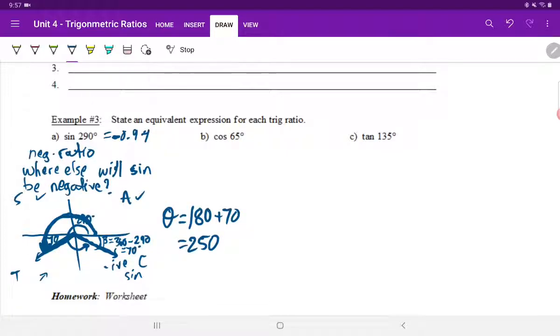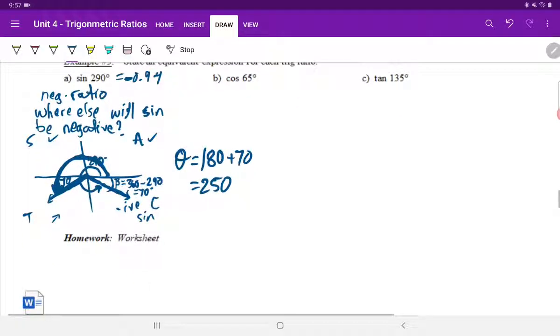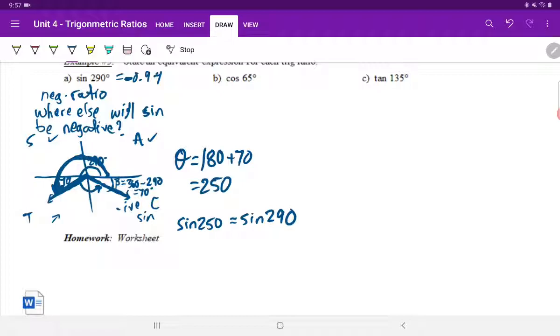250. So watch what this means now, is that sine of 250 should equal sine of 290. Test that out on your calculator right now. See if we did everything right here. Okay, sine of 250, you end up getting negative 0.94 as well. So our equivalent expression is sine of 250. It's the exact same value as sine of 290. They're both negative and they both have the same magnitude as well.